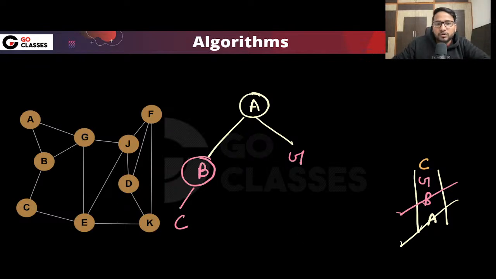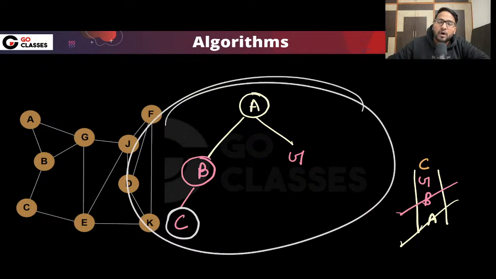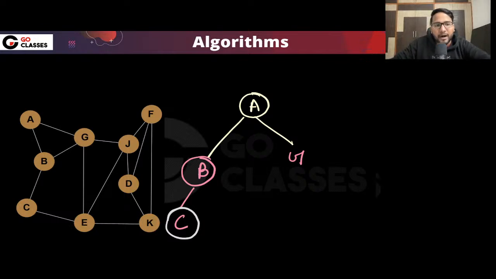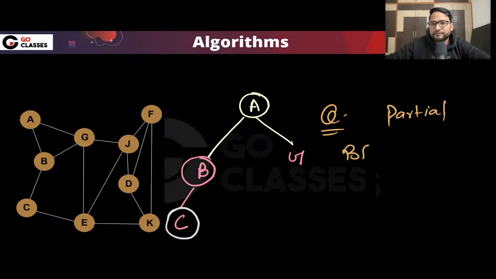So you will say, okay, C is there, and then B, you will explore its neighbors. Now you tell me, at this current state, what is the next neighbor? Let's suppose the question is this: the partial BFS tree is given.